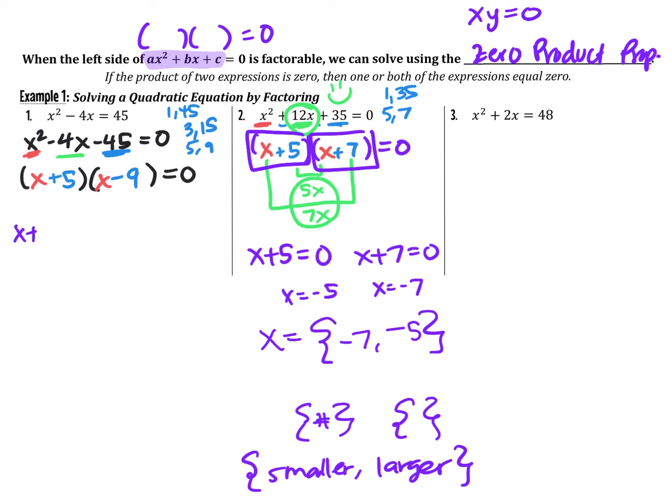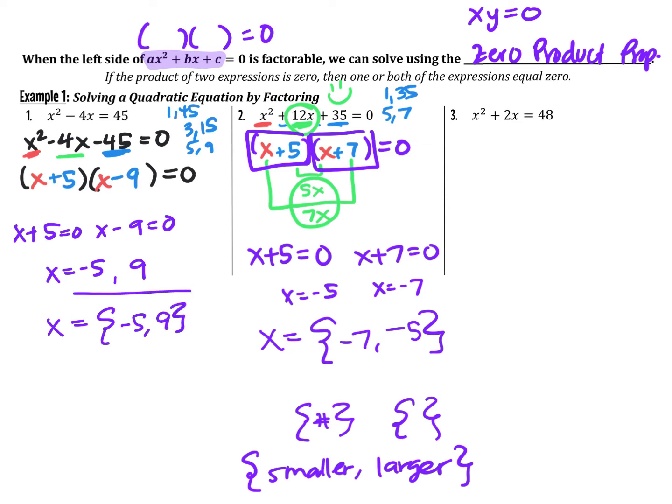Now I can set each of those two factors equal to 0. And that's going to give me my two solutions, -5 and +9.